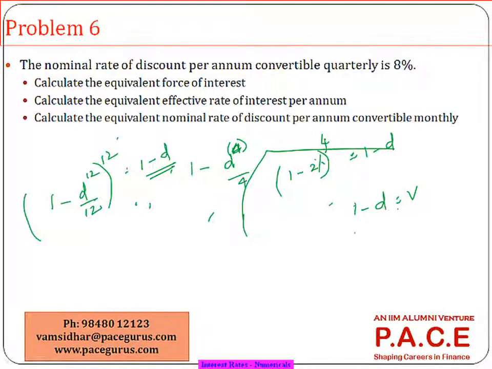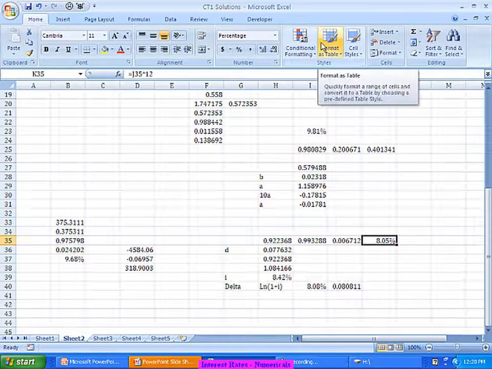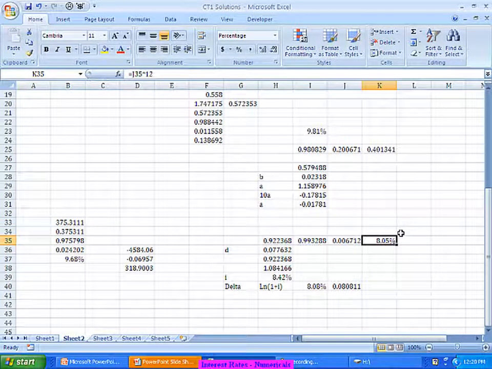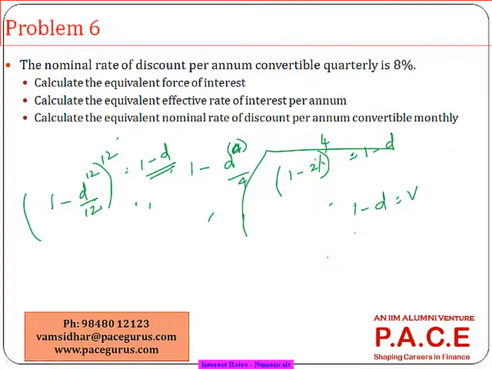8.05% is the nominal rate of discount compounded monthly. So convertible quarterly was 8%, but convertible monthly came out to 8.05%, whereas convertible annually the effective rate of discount was around 7.76%. I hope you are comfortable with some of these numericals corresponding to interest rates. These are quite relevant numericals, especially the ones involving delta t. That's one major area you have to focus on for various applications in finance and insurance.